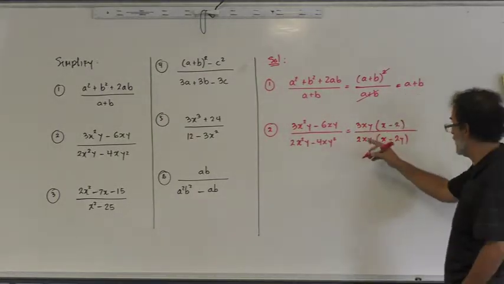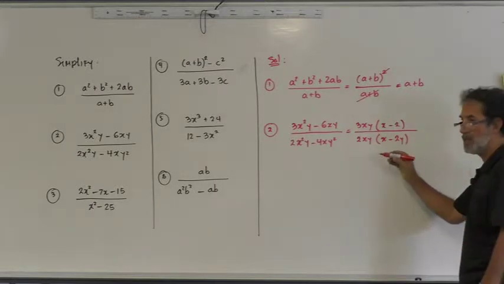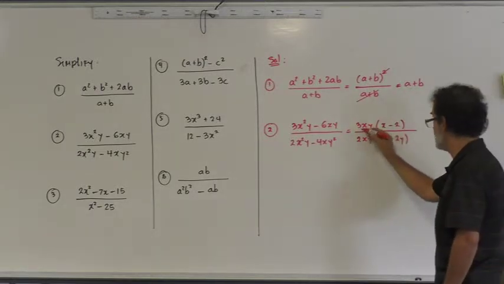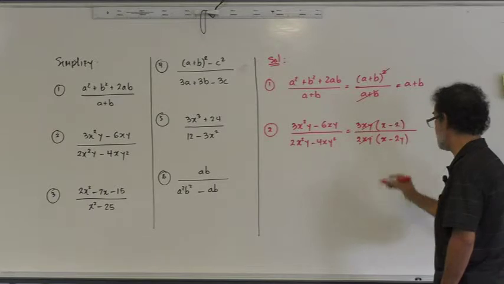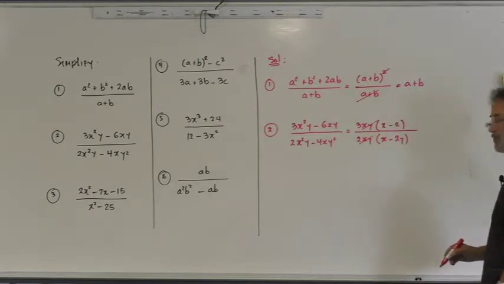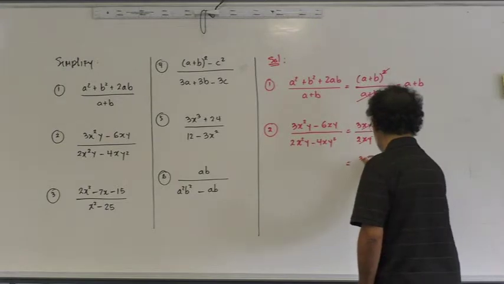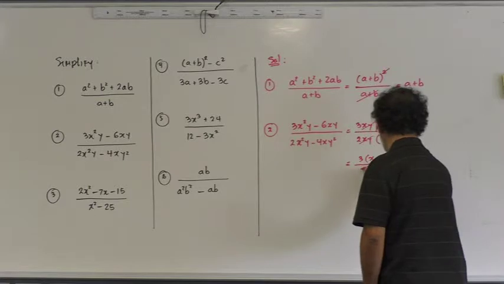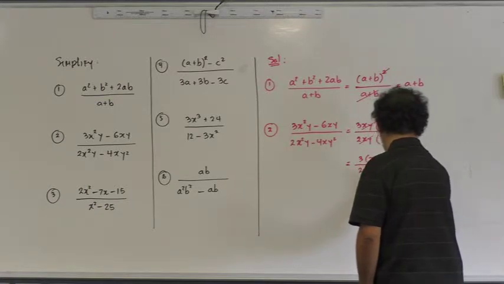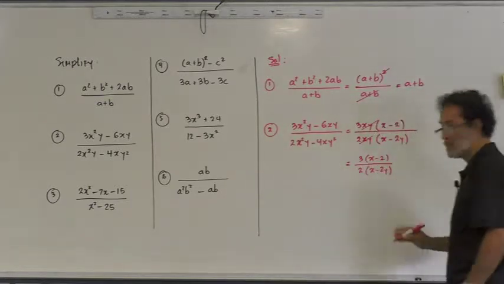Then we can cancel xy and xy, and that's it. There's nothing else we can do. So the answer is going to be 3x minus 2 over 2x minus 2y. There's nothing else we can do.